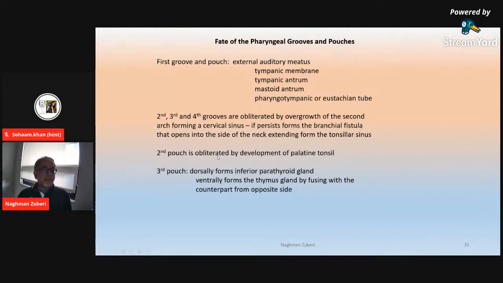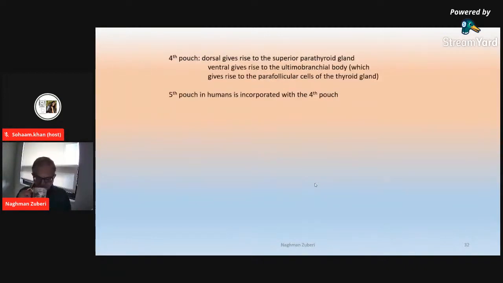Second pouch is obliterated by the development of the palatine tonsil. Third pouch dorsally forms the inferior parathyroid gland. Ventrally it forms the thymus gland by fusing with the counterpart from the opposite side. Fourth pouch, the dorsal part, gives rise to the superior parathyroid gland.